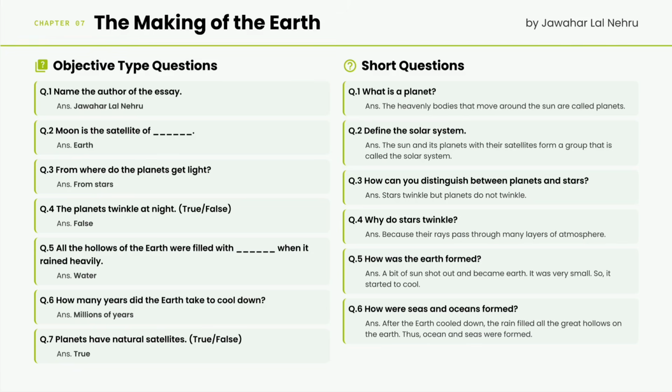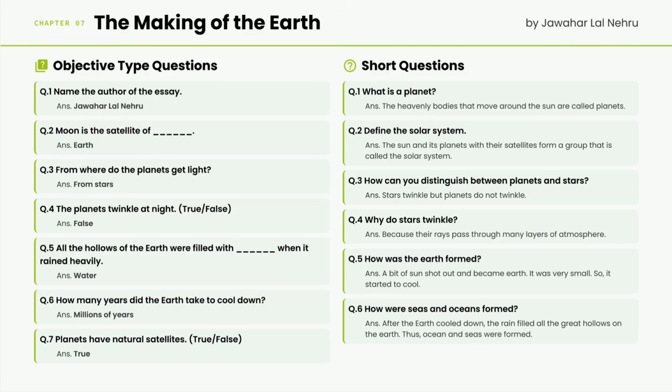What is a planet? Answer: The heavenly bodies that move around the sun are called planets. Question 2. Define the solar system. Answer: The sun and its planets with their satellites form a group that is called the solar system. Question 3. How can you distinguish between planets and stars? Answer: Stars twinkle but planets do not twinkle. Question 4. Why do stars twinkle? Answer: Because their rays pass through many layers of atmosphere.